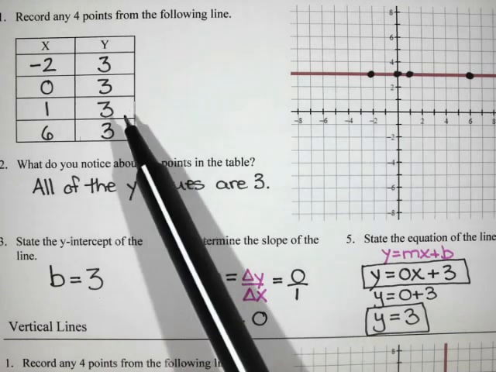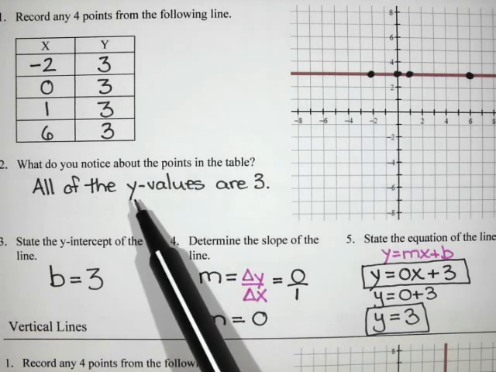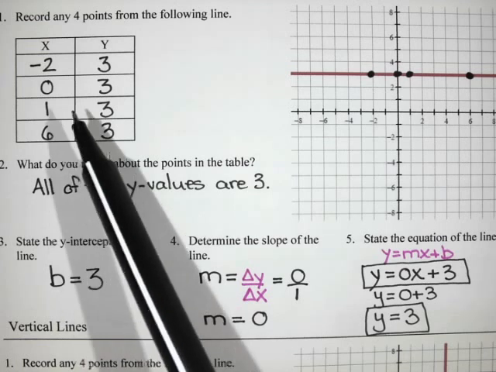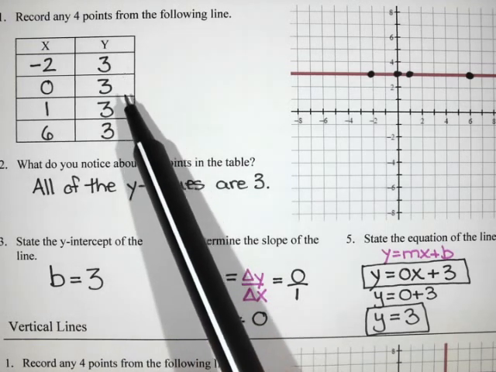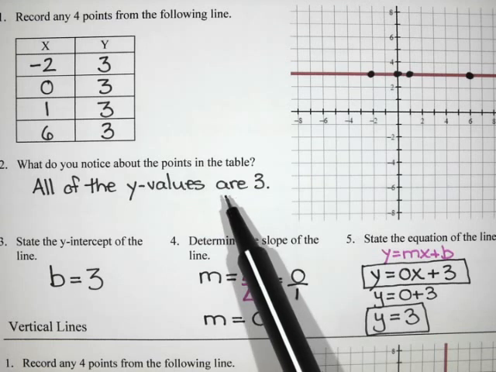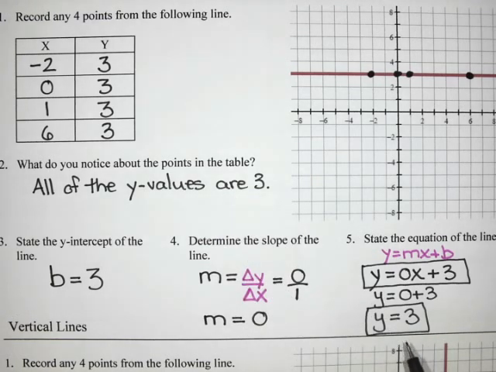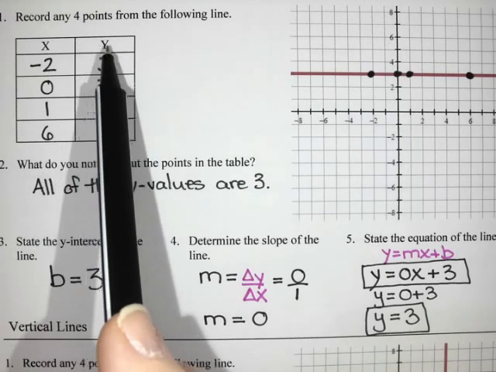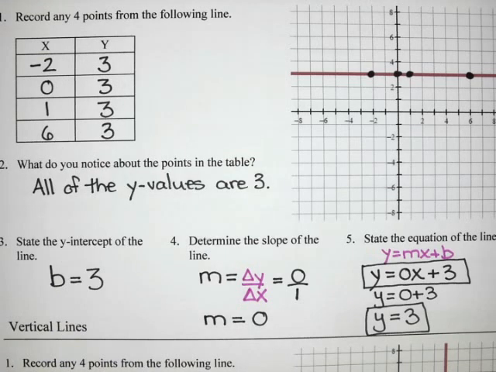Okay, I'm going to go back to that table, and we said what we noticed in the table was that in that table all of the y values are 3. So here my equation worked out to be y equals 3, because it doesn't matter what x is, y is always just going to be 3. You probably also noticed that it just equals the y-intercept, right? But in our table, all of our y values came out to be the same number, and then that's how we ended up with y equals 3.